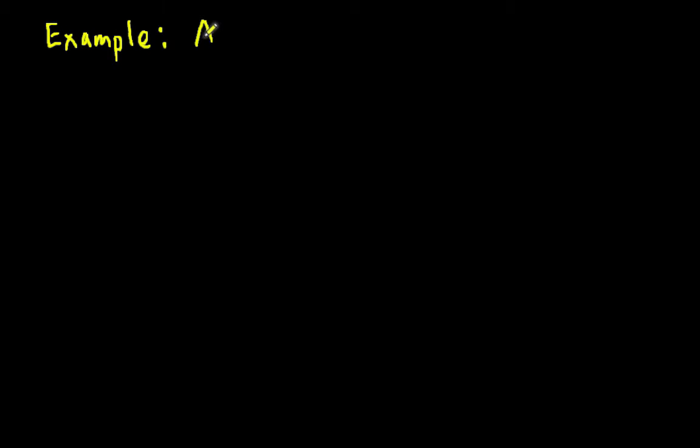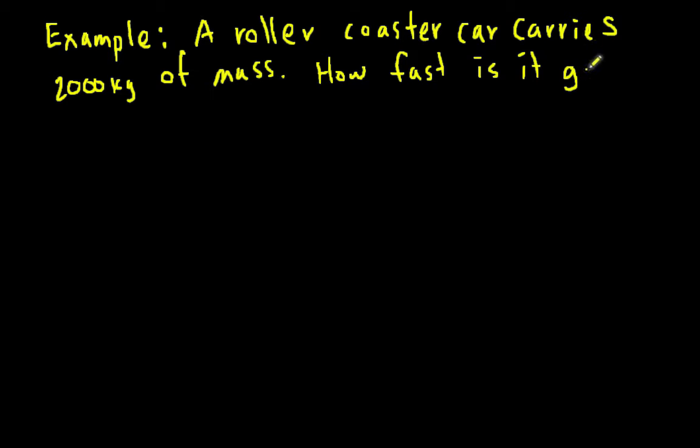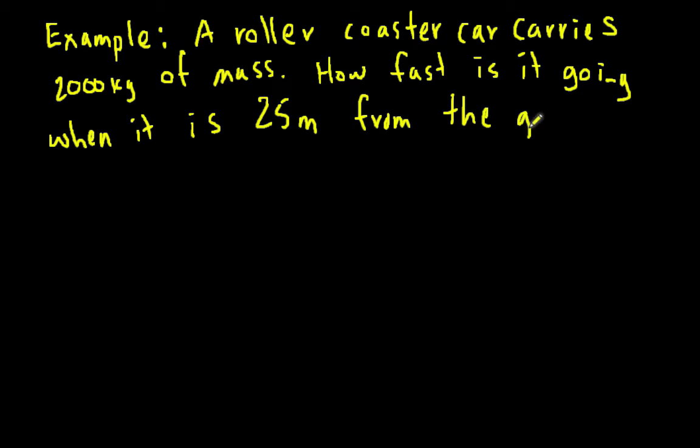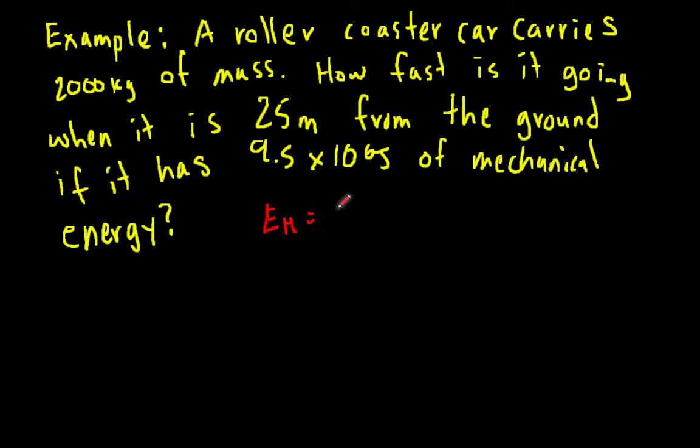Another example, this time solving for something inside the mechanical energy formula. A roller coaster car carries 2,000 kilograms of mass. How fast is it going when it is 25 meters from the ground, if it has 9.5 times 10 to the 6 joules of mechanical energy? The mechanical energy is 9.5 times 10 to the 6 joules, and it's the potential energy plus the kinetic energy of the roller coaster car.